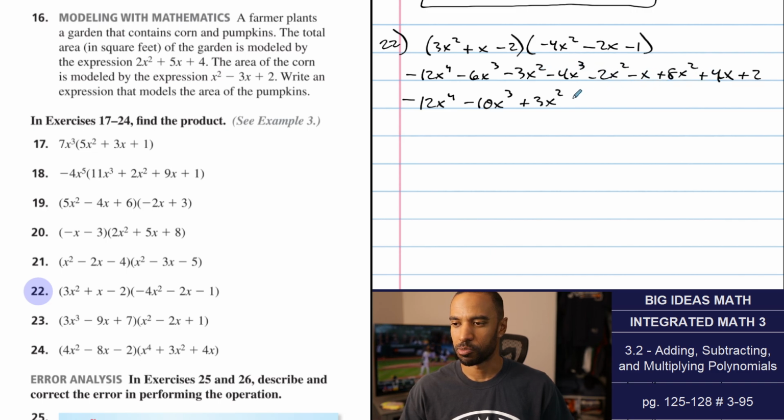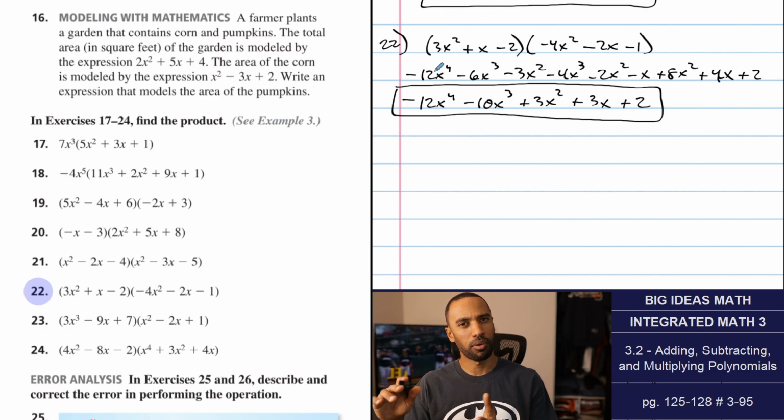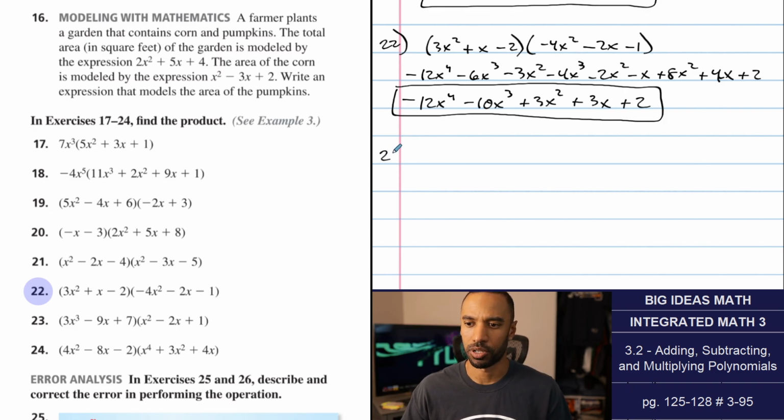X terms, negative x plus 4x is 3x, and then a lonely 2. Maybe that cross out thing would have been better off for you. Maybe, maybe not. Not quite sure.